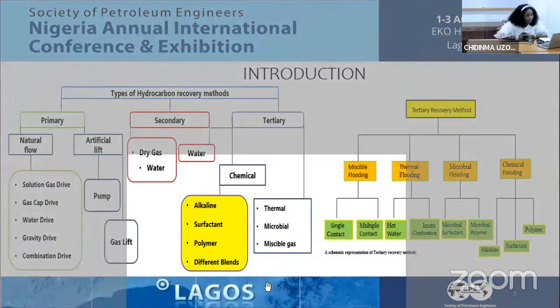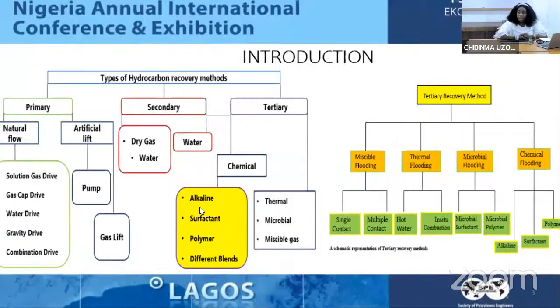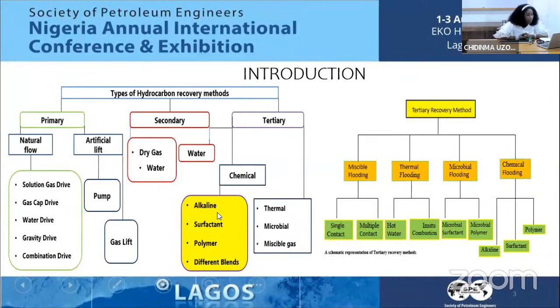As said, we have three types of hydrocarbon recovery methods: the primary, the secondary, and the tertiary. The primary is the use of the natural drive or artificial lifts, while the secondary is the use of dry gas or water. The tertiary is further divided into four: miscible flooding, thermal flooding, microbial flooding, and chemical flooding.